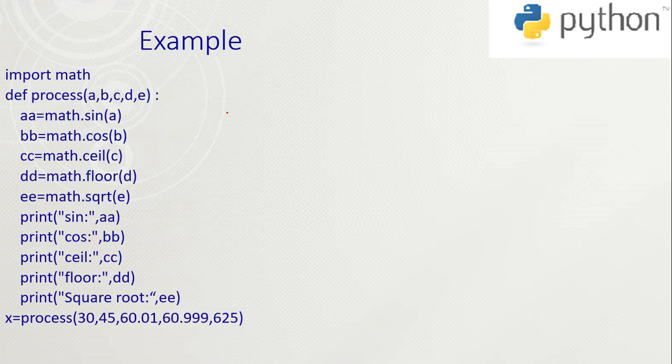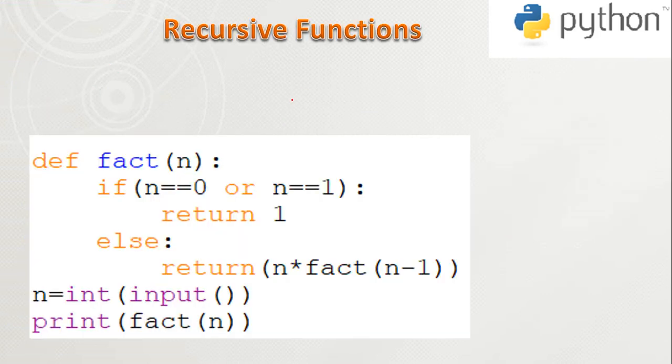So we have one more module called the math module. Math is a module in Python which has several built-in functions, like the sin function, which is a built-in function, cos is a built-in function, ceil is a built-in function for ceiling the value, floor is a built-in function. So they are all math module functions. So this is one. Now, recursive function.